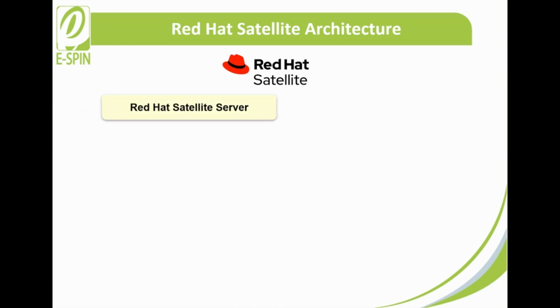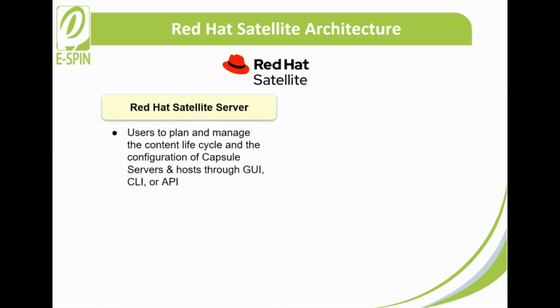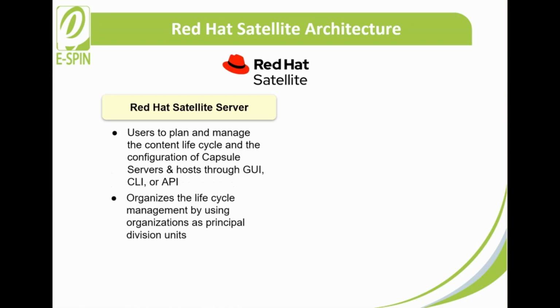Red Hat Satellite Server. Red Hat Satellite Server allows users to plan and manage the content lifecycle and the configuration of Capsule servers and hosts through GUI, CLI, or API. The Satellite server organizes the lifecycle management by using organizations as principal division units, enabling the organization to isolate content for groups of hosts with specific requirements and administration tasks. Satellite server also contains a fine-grained authentication system to provide Satellite operators with permissions to access precisely the parts of the infrastructure that lie in their area of responsibility.